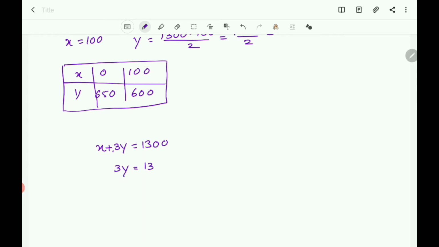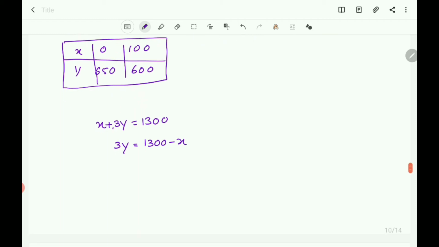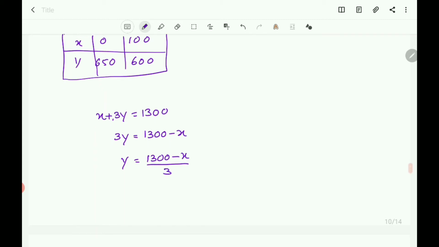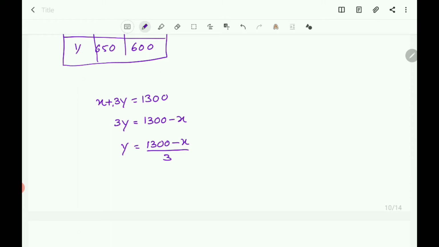3y is equal to 1300 minus x, so y is equal to (1300 minus x) by 3. Here you take values for x. If you take x equal to 100, then y is equal to (1300 minus 100) by 3, that is 1200 by 3. So 3 fours are 12, it is 400.